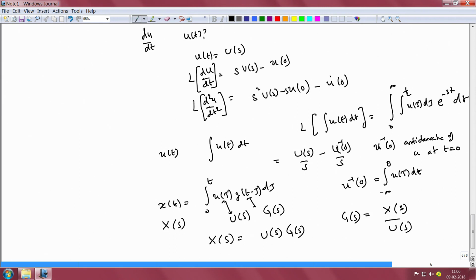So this term g of s, which is the Laplace transform of the impulse response, plays as important a role in frequency domain and Laplace domain analysis as the impulse response itself plays in the time domain. So there is a special name for g of s, it is called the transfer function of a system.